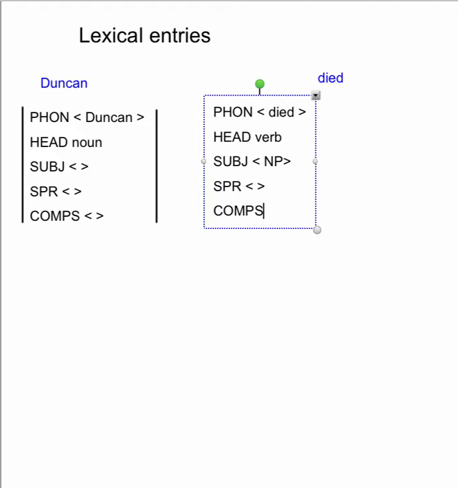What about the comps requirements? Died is an intransitive verb, so it does not combine with complements, so the comps list is empty for this verb. This gives us the AVM, the attribute value matrix, for the verb died. This is the lexical entry of the verb died. So as you can see, we use a fully inflected form, so we are ignoring morphology. So it's not die, but we just start with the inflected form died right away.